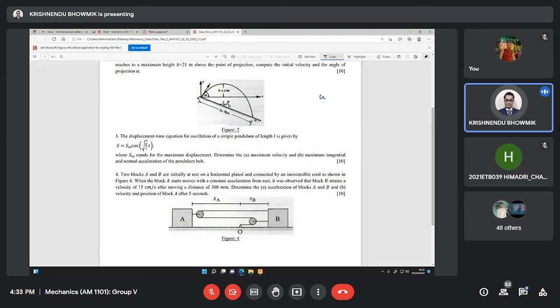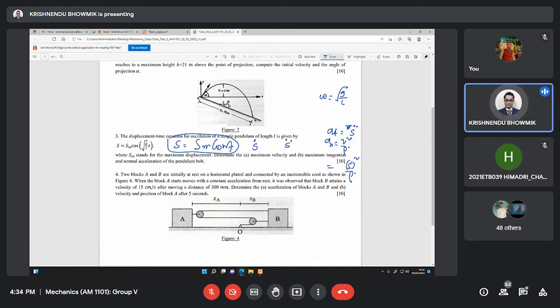So omega equals square root of g by L. So s equals Sm cosine omega t. That is the simple problem given. If you do the first derivative and second derivative, that's all. Then At, finally, will be s double dot, and An will be v square by rho or h dot square by rho. Rho is L.